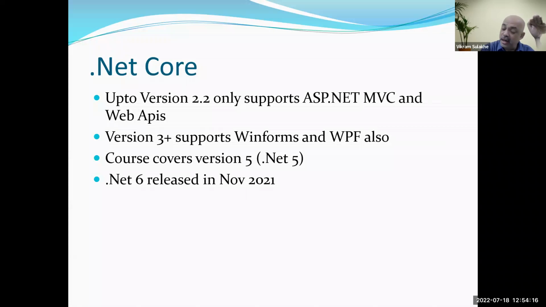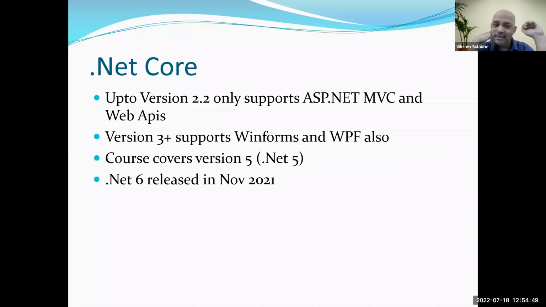Now, in the meanwhile, .NET Core 3 had come, and to avoid confusion, they said after .NET Core 3, we don't want to bring in 4, because then 4 of Framework and 4 of .NET Core, again, there'll be confusion. So we'll skip 4 and we'll jump to 5. So what is 5 actually? 5 is .NET Core 5.